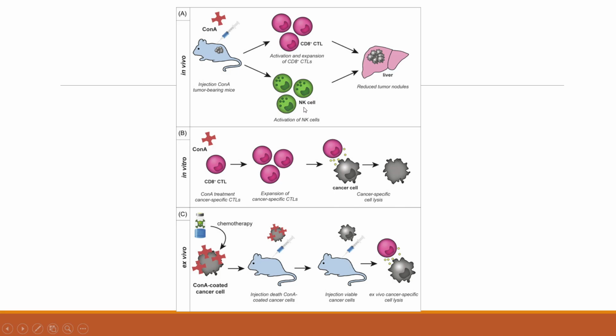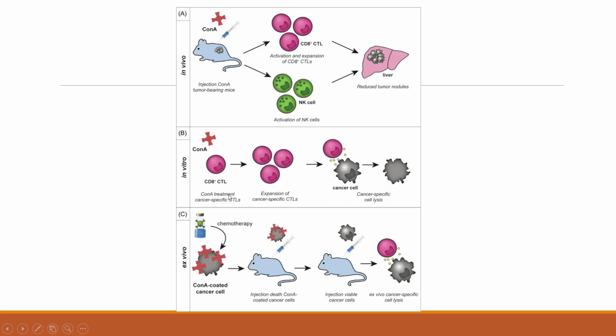Then it will also activate NK cells, natural killer cells. These will also act on the tumor cells. So you can see that your mammal which had this tumor, or your animal model, will have a reduction in the tumor nodules. Then it can also be done in vitro. Like I said, if you're culturing T lymphocytes, or if you want to do some experiments with T lymphocytes, then you can give a Con A treatment.